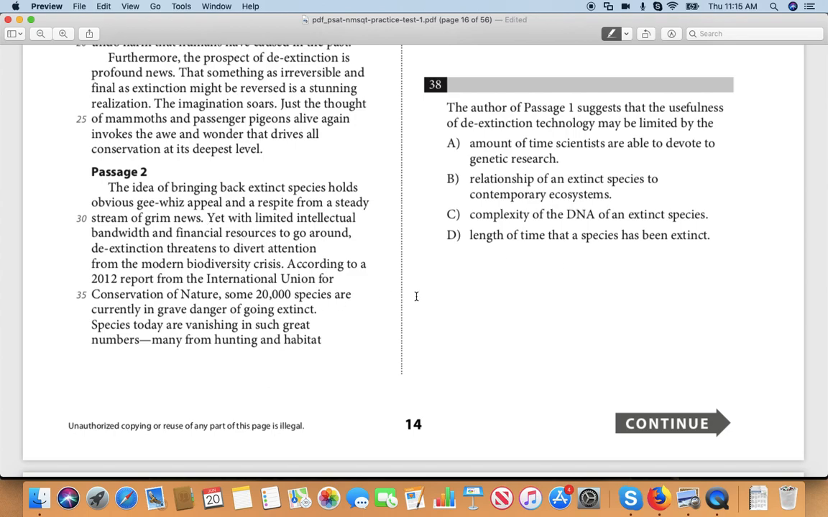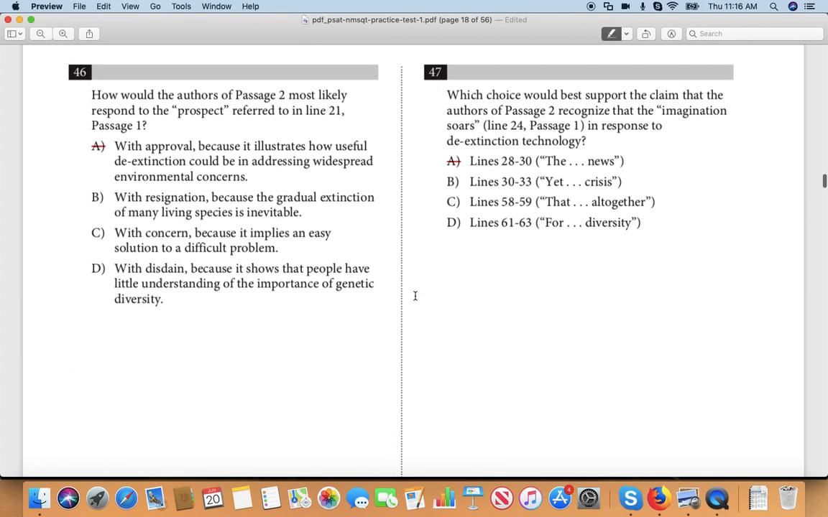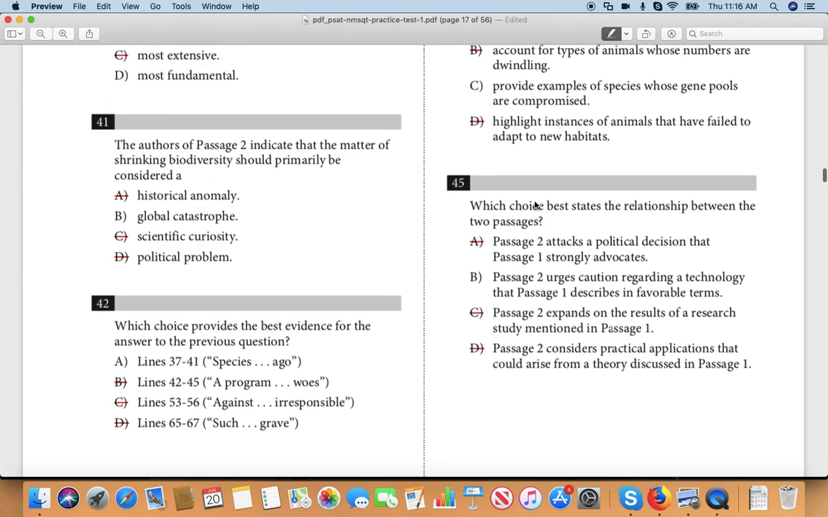Read 30 through 33 again, Ava. Okay. Yet with limited intellectual bandwidth and financial resources to go around, de-extinction threatens to divert attention from the modern biodiversity crisis. Is that concern or disgust? Concern. It's concern. Does that make sense? I mean, you could read it with disgust in your voice, but is it with disdain because it shows that people have little understanding of the importance of genetic diversity? No. That's not the point there. B's looking good. Go ahead and read lines 58 through 59. Okay.